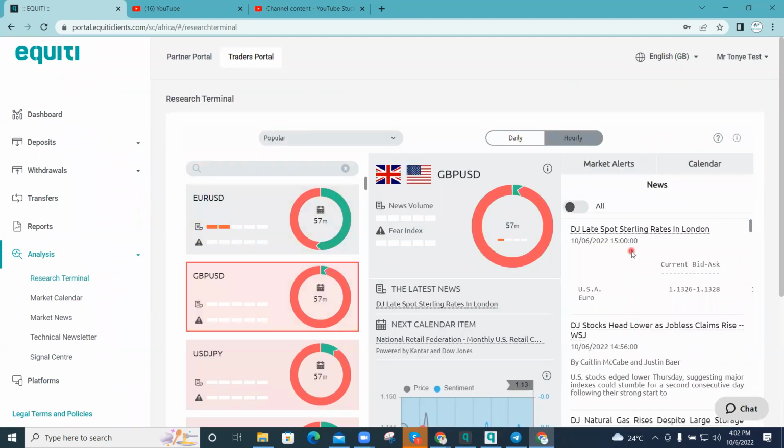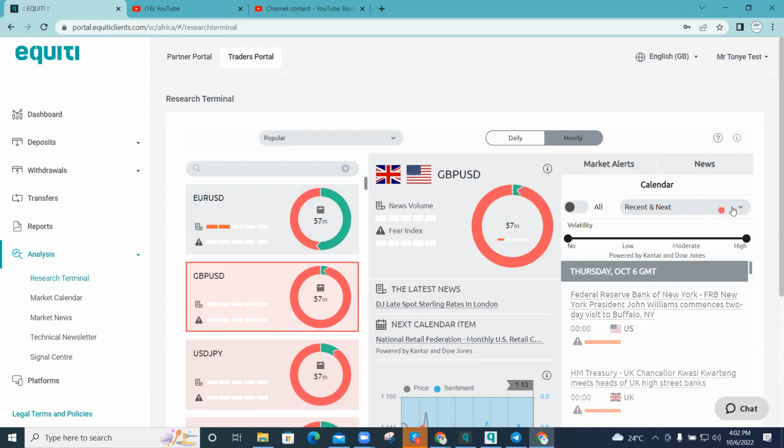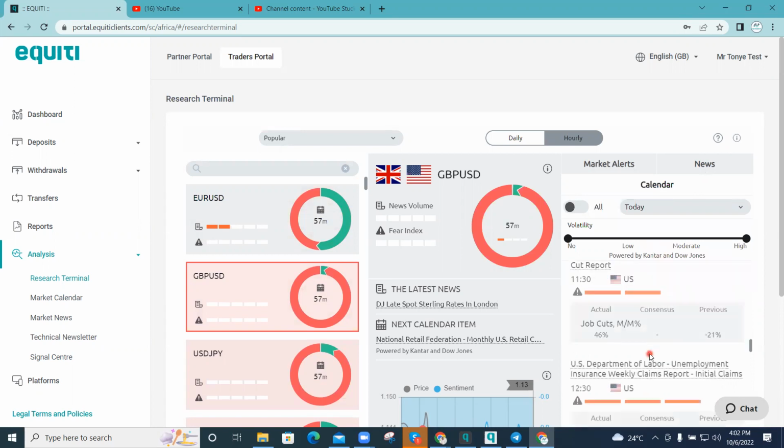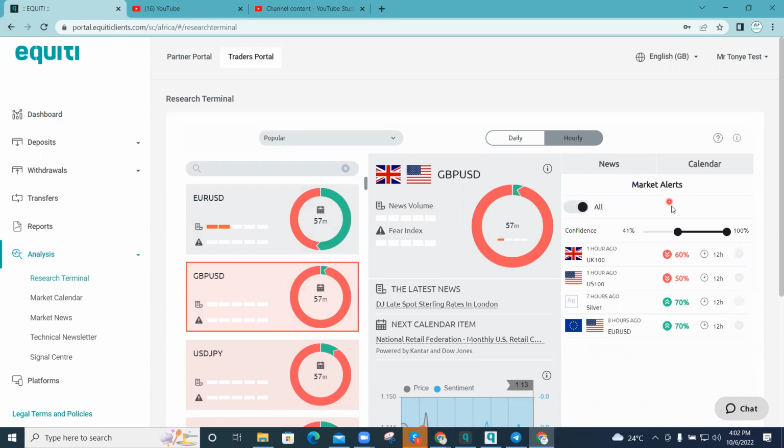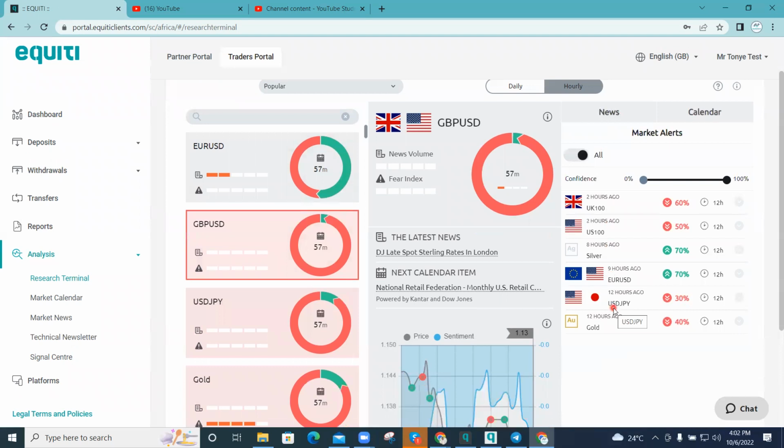So you would perhaps want to keep abreast with a lot of information about the financial market. Then you can make use of the market news. And then we have the calendar as well, where you can find recent activities, today's activities. You can change that, of course, to find out all of the activities that are rocking the market. Then this is the most interesting part, which is the market alerts. Under the market alerts, we have live analysis, live signals that are being generated every time, still on this same research terminal.